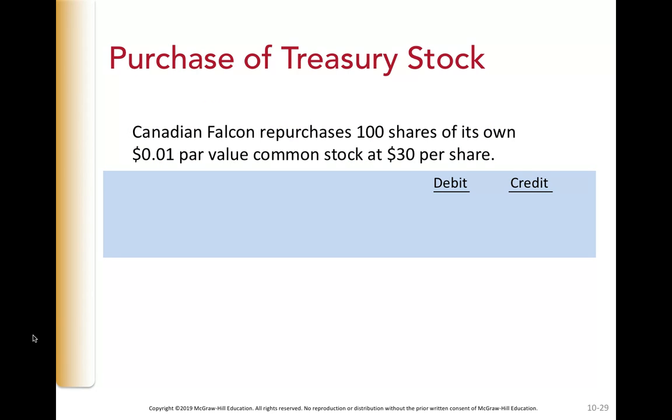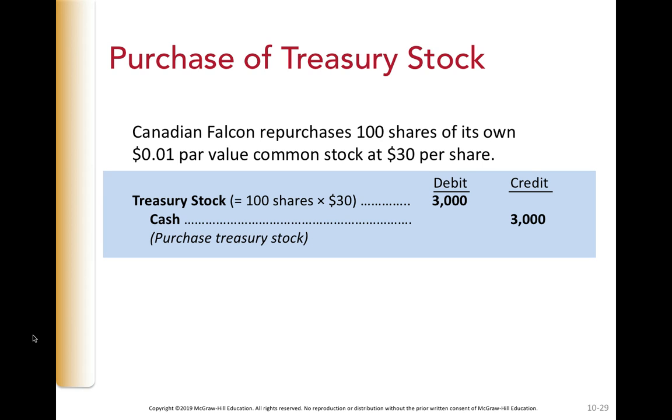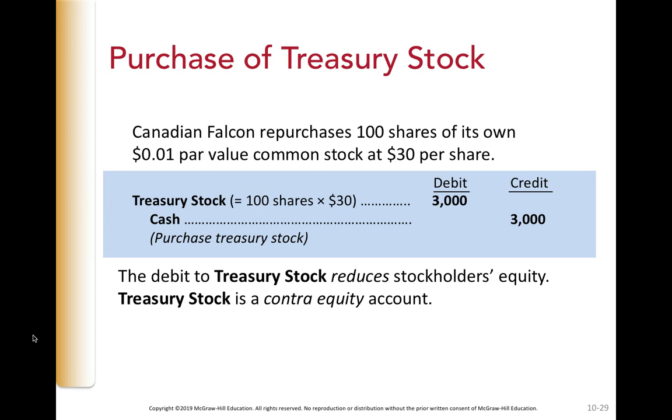So let's look at accounting for the purchase of treasury stock. Canadian Falcon repurchases 100 shares of its own 1 cent par value common stock at $30 per share. They're going to debit treasury stock, 100 shares at $30 apiece, for $3,000. And they're going to credit cash for the $3,000. This is them purchasing their treasury stock. Now, the debited treasury stock reduces the stockholders' equity. Treasury stock is known as a contra equity account.